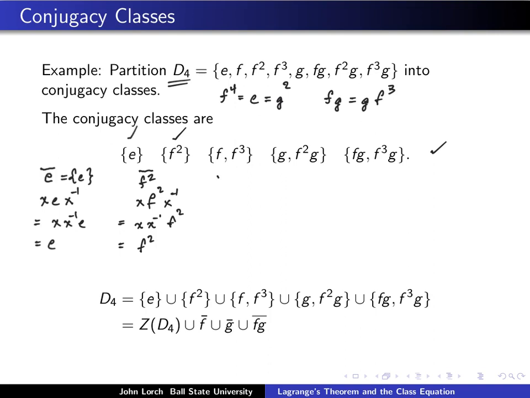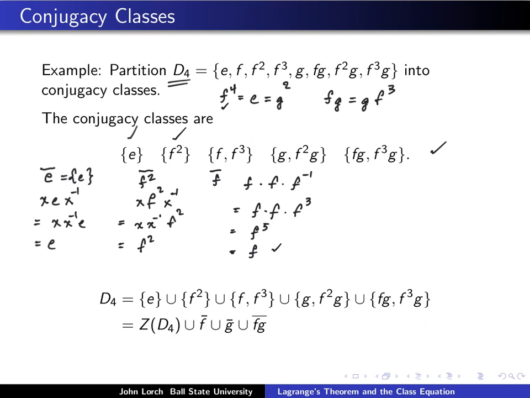Now, finally, something interesting happens when you consider F, right? So we want to look at the conjugates of F. So let's first take the conjugate of F by itself, right? So if we take F times F times F inverse, that's F times F times F cubed, which is what? F to the fifth, but F to the fourth is the identity. And so this becomes just F.